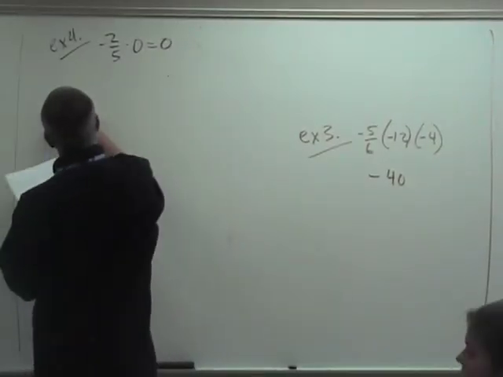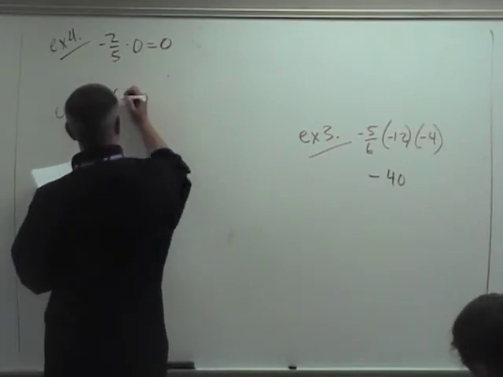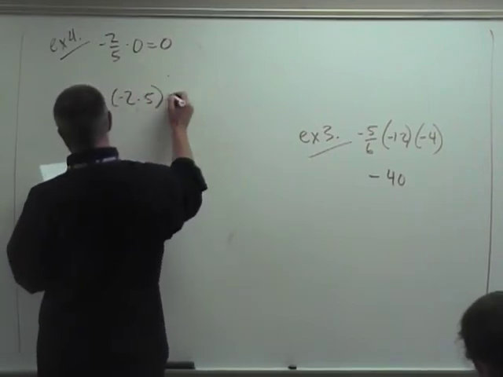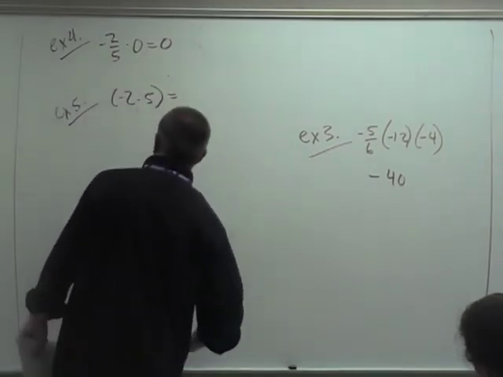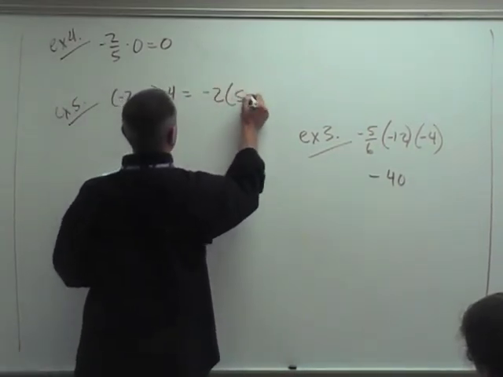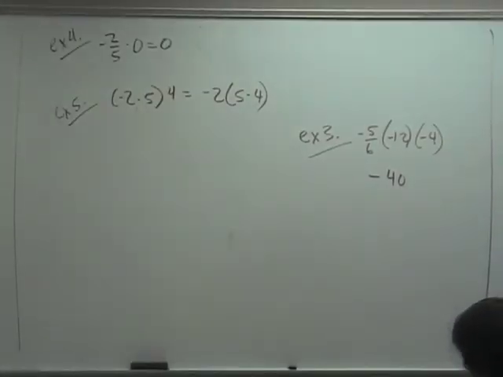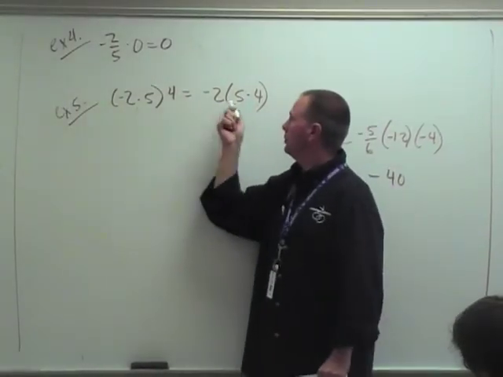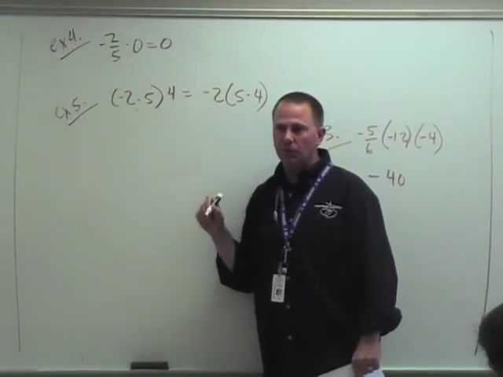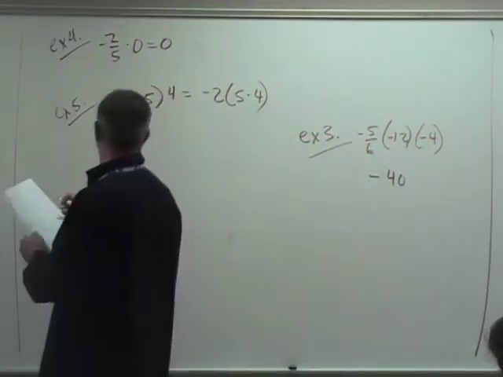All right. Example 5. -2 times (5 times 4) equals (-2 times 5) times 4. What property? Associative. The order stayed the same: 2, 5, 4, 2, 5, 4. The grouping symbols moved. Associative property of multiplication.